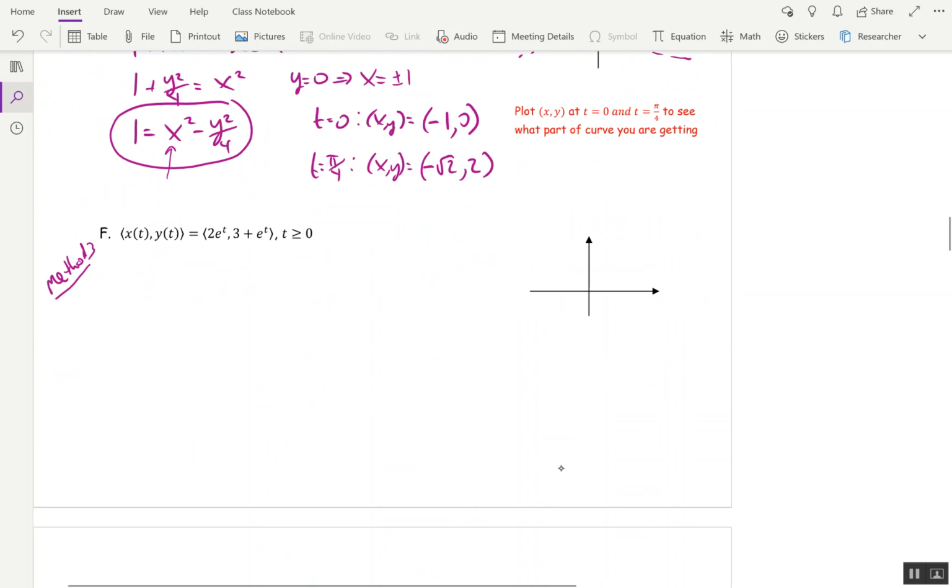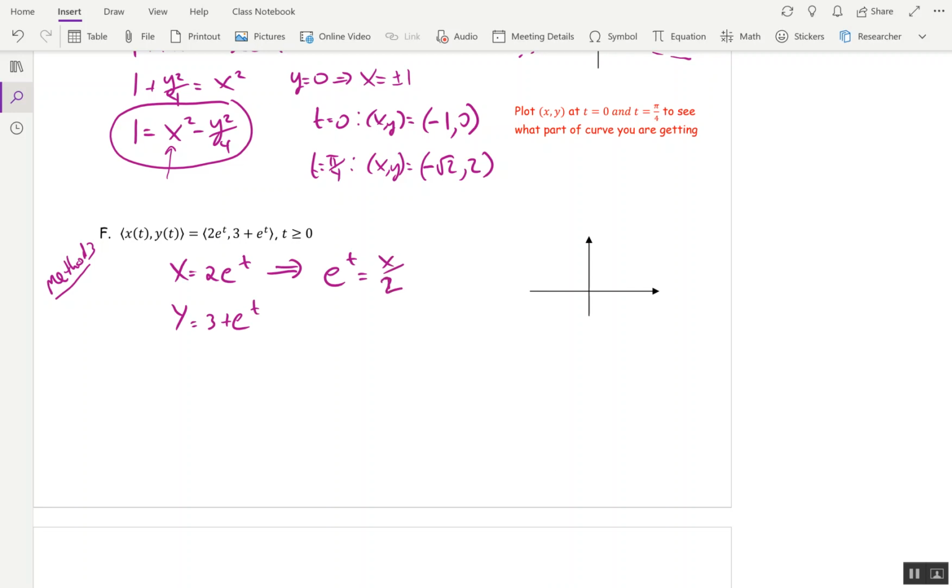All right, so I've got two equations. x is 2e to the t, and y is 3 plus e to the t. Instead of solving for t, I can see they both have an e to the t in them. So I'm going to just solve this one, not for t, but for e to the t. e to the t is x over 2.